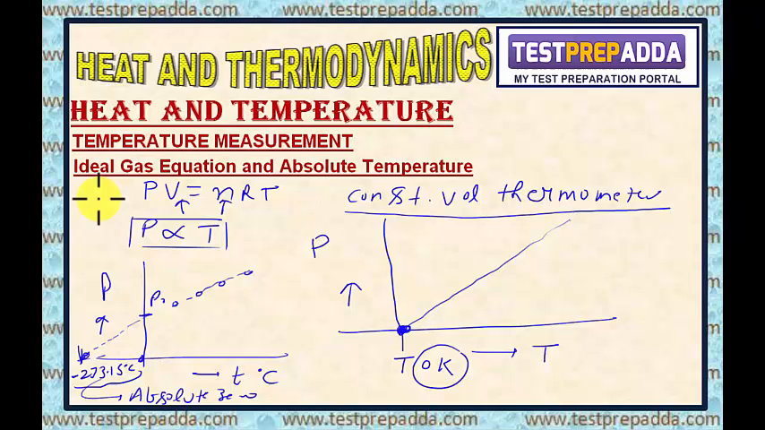Dear students, please note here we have written ideal gas. This equation is obeyed by ideal gas. Real gases deviate from ideal behavior and they obey ideal behavior only at low pressure and high temperature. Now let me take a few questions here.